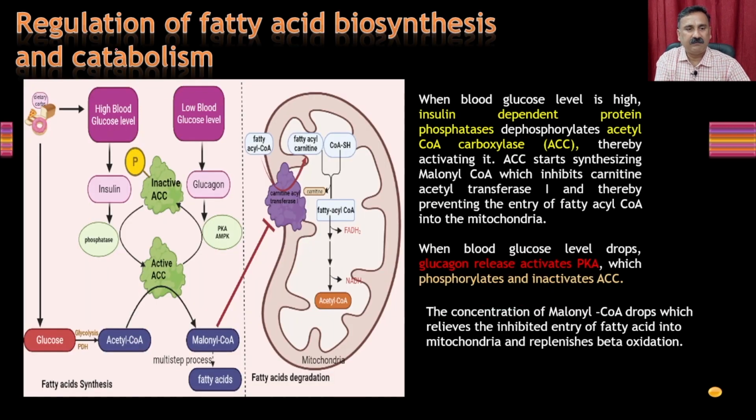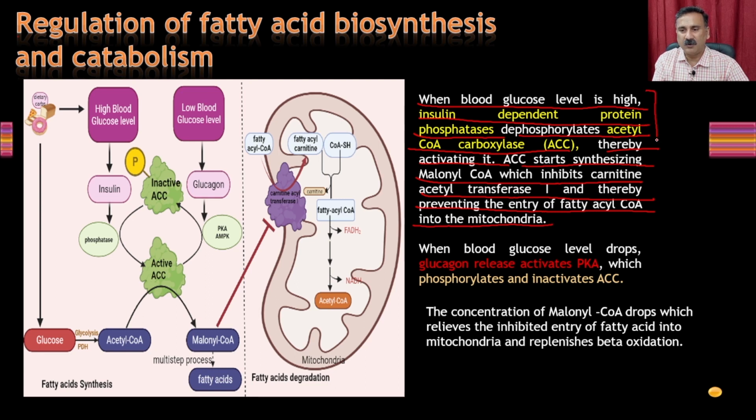Then we have another criterion also. When the blood glucose is very high, the insulin dependent protein phosphatase dephosphorylates the acetyl CoA carboxylase, thereby activating it. The ACC starts synthesizing the malonyl CoA, which inhibits the carnitine acyl transferase 1 and thereby prevents the entry of fatty acyl CoA into the mitochondria.